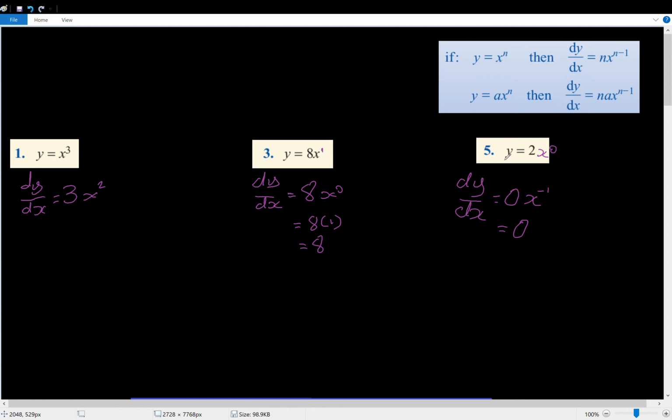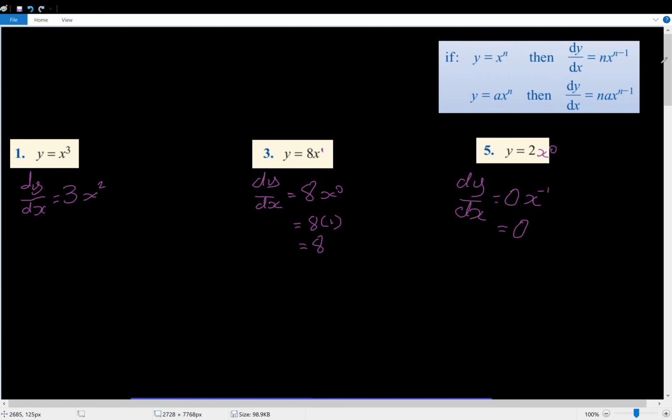But the thing is with question 5, no matter what value we sub in for x in question 5, y is always going to be 2. So there is no rate of change on a constant, which is a number with no x attached, which is why we got a 0 for that.